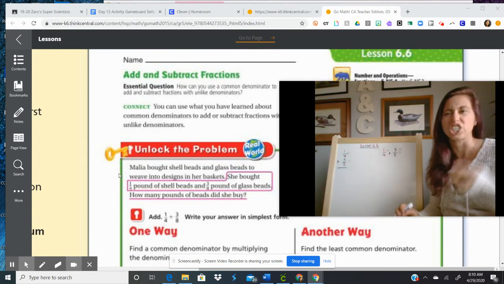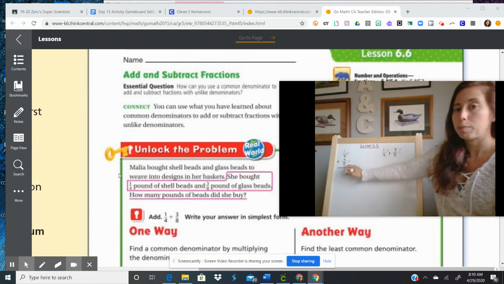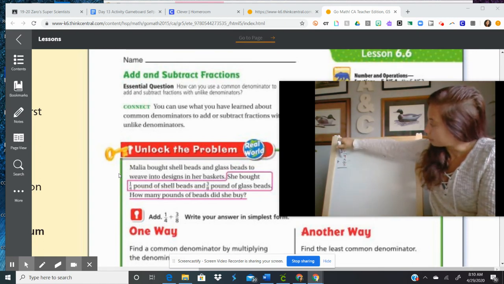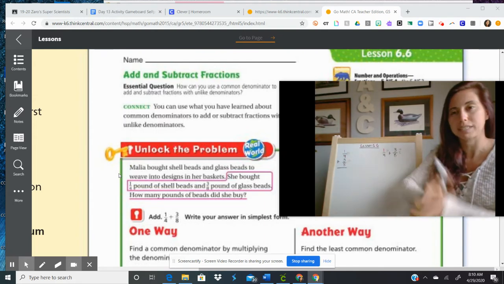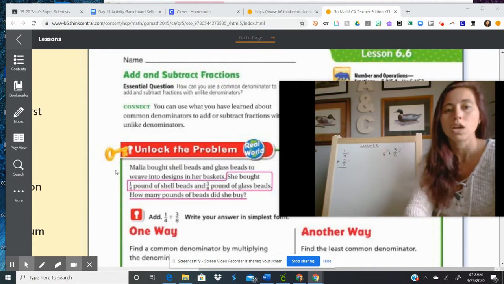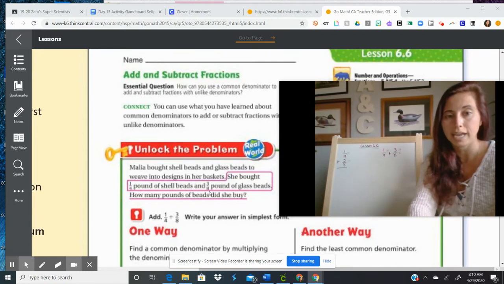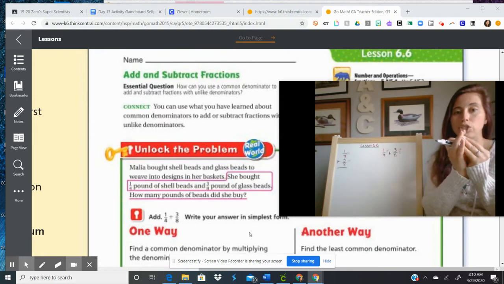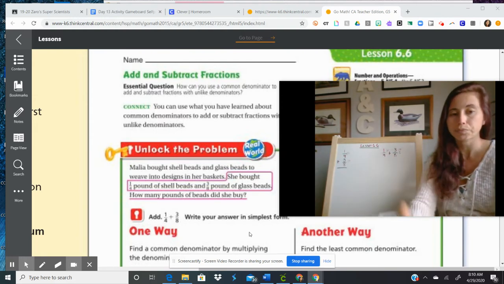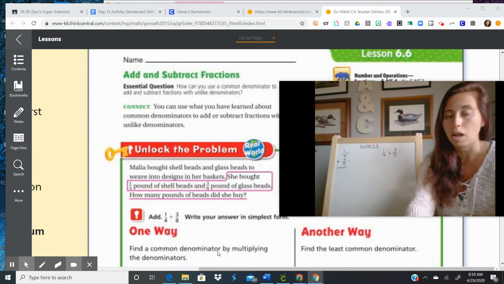So let's think about how much is she really carrying? Well, I need to be able to have the same fraction to talk about, same size pieces, the same type of weight. So we want to make sure to always write our answer in simplest form. The key piece of information we're looking at is 3/8, 1/4, and then how many pounds did she buy, everything all together. So we're going to find a common denominator by multiplying the denominators.